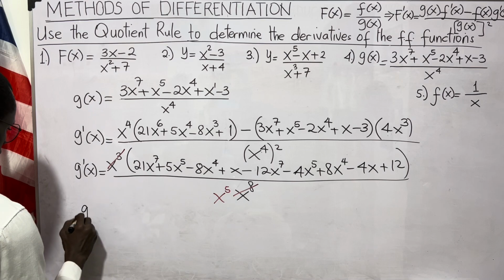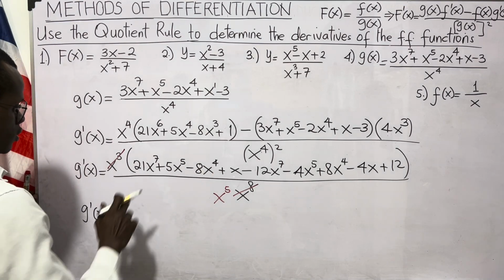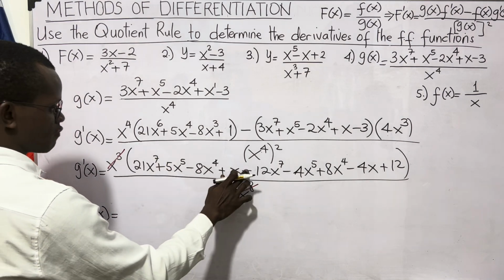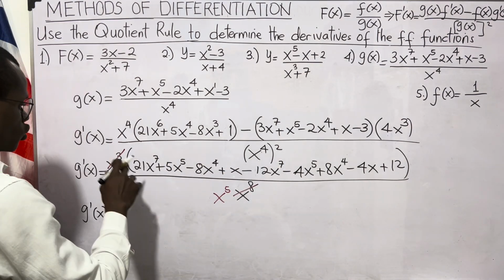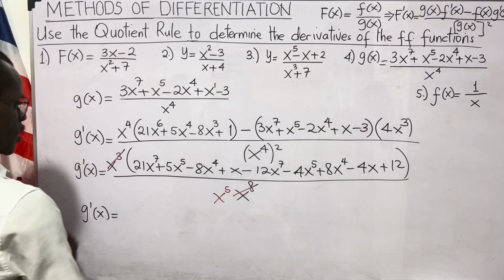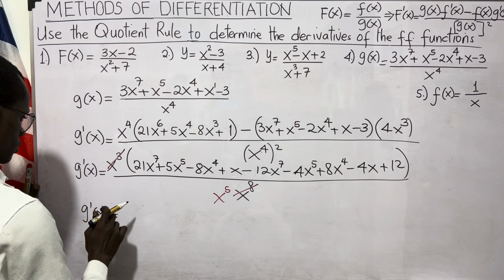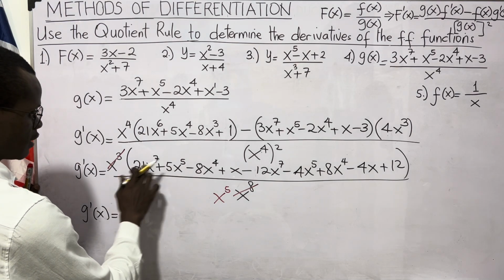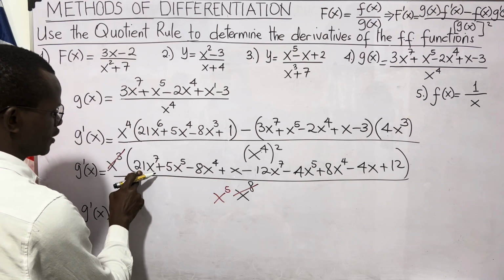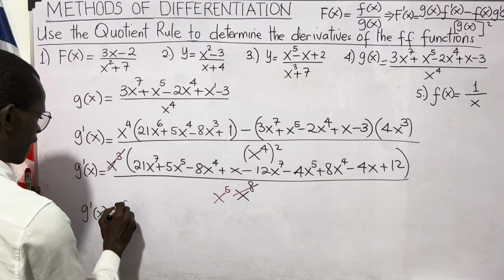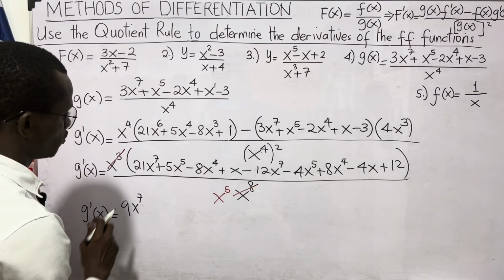So we have g prime of x now. We just simplify. So it's 21x to the 7th minus 12x to the 7th. So we take 12 from within 21. So let's take 10 from this one first. You have 11, and you take 2 from there, you have 9. So we'll be left with 9x to the 7th. So we're done with this one.